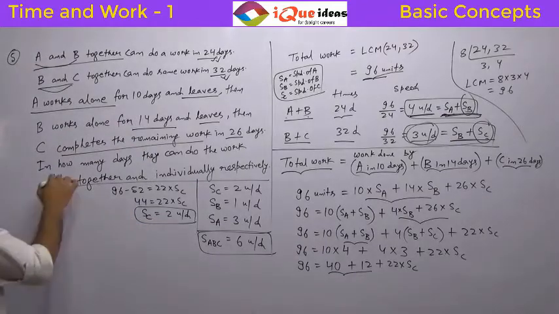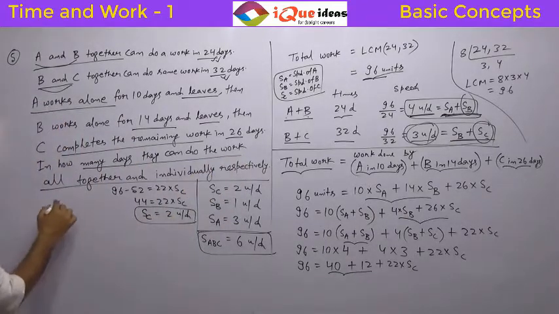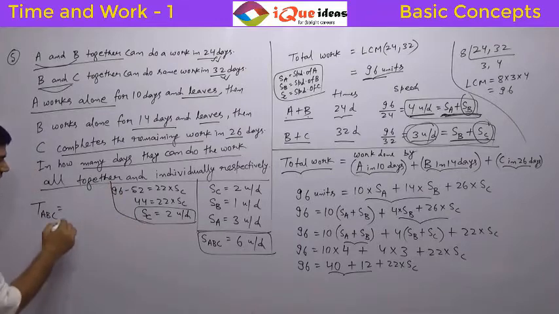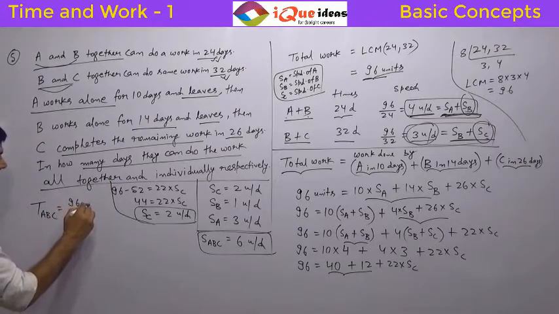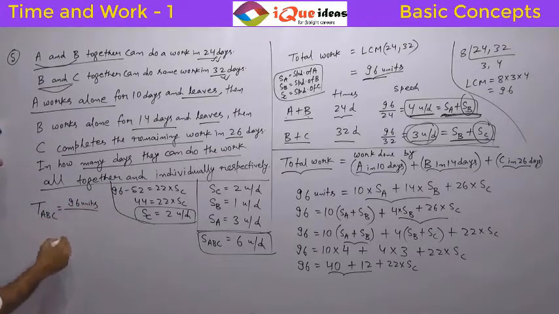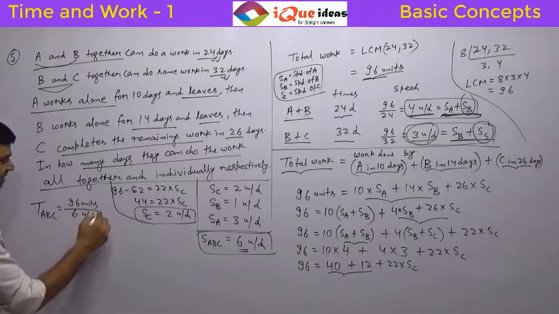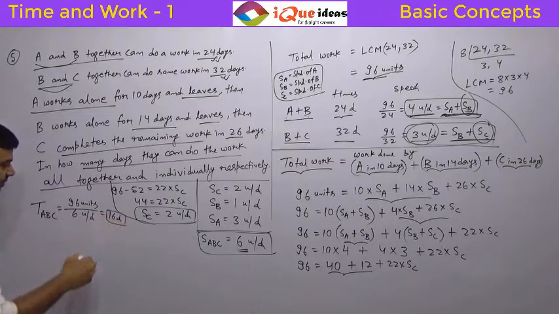The question is asking in how many days they can do the work together, right? So time taken by all ABC together will be equal to total work. What was the total work? It was 96 units. Divide by combined speed of ABC. What is the combined speed of ABC? It is 6 units per day. So 96 by 6 is 16 days is the answer.